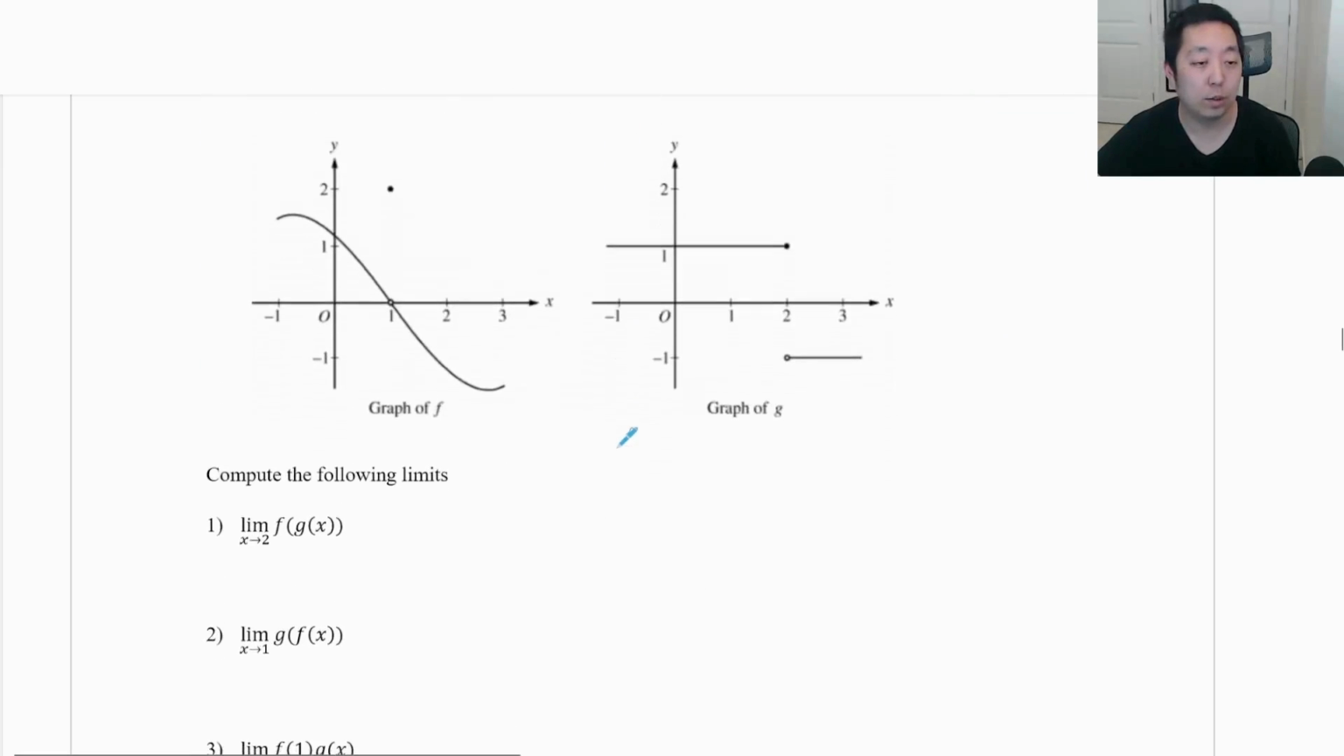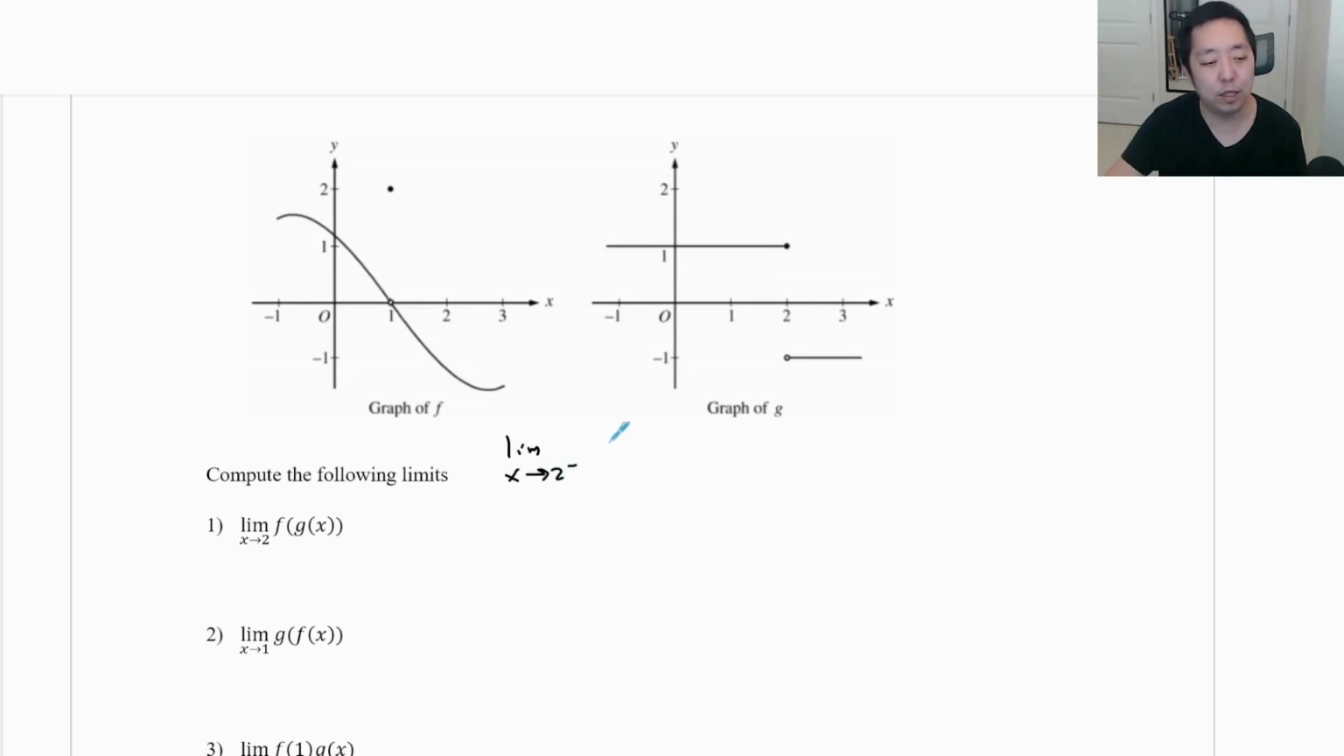Okay, so we have a graph of these functions, and we want to compute the following limits. The limit as x approaches 2 of f of g of x. Now, initially you might say, well, as x approaches 2, the limit doesn't exist for g of x. So you might be like, well, it doesn't exist. But let's actually evaluate it from the left and the right.